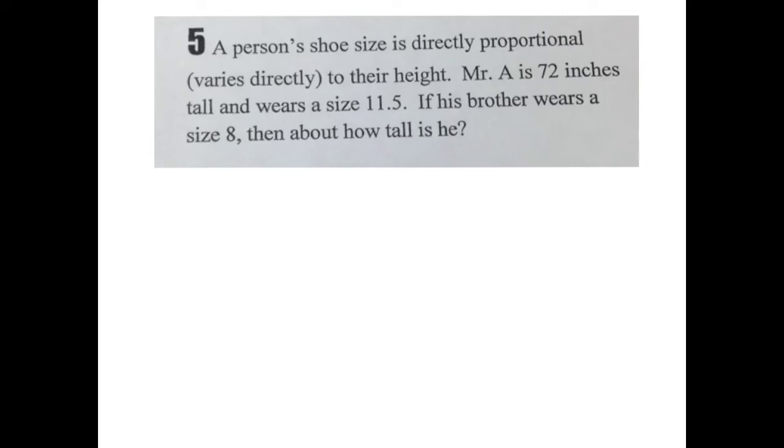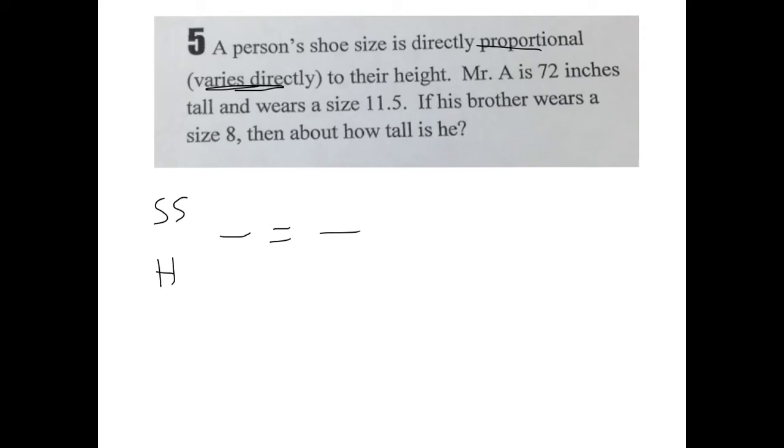It says the person's shoe size is directly proportional or varies directly with their height. Anytime we have proportion, we know we set up like this. So we have 4 parts. We have a top and bottom on each side. It says shoe size to height. So shoe size over height.